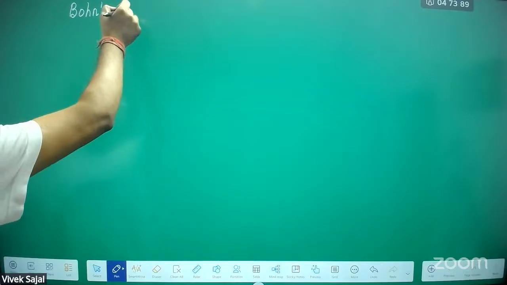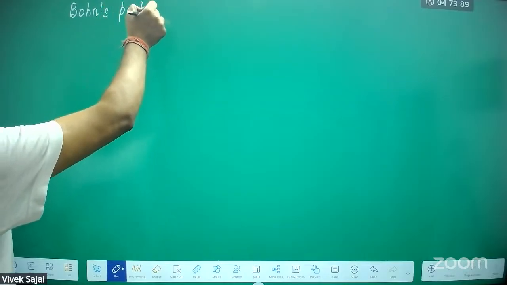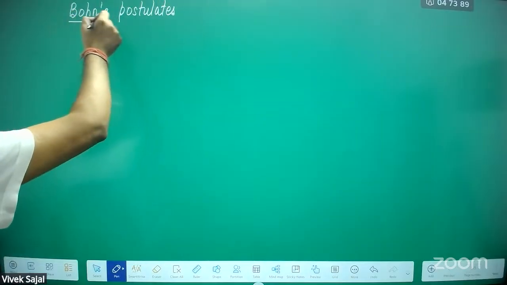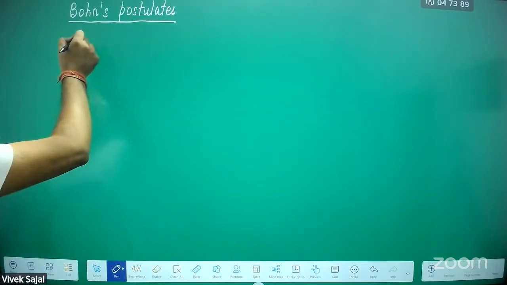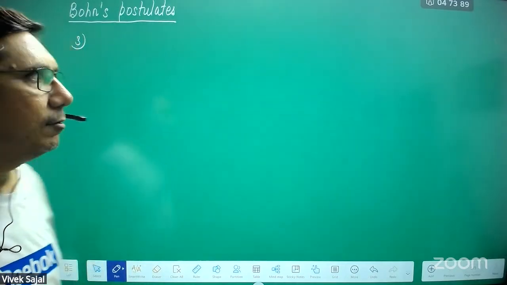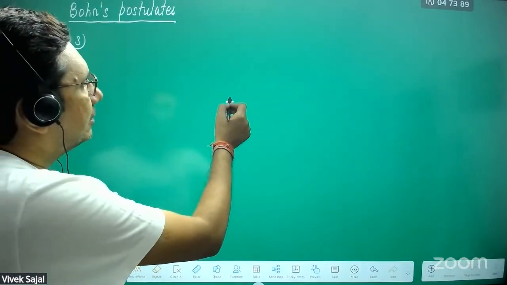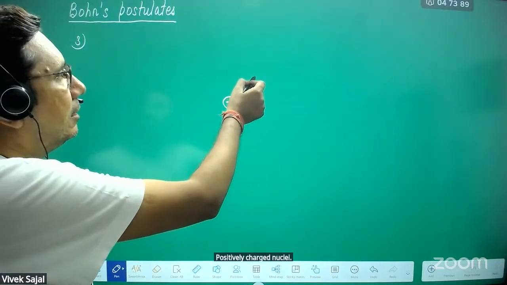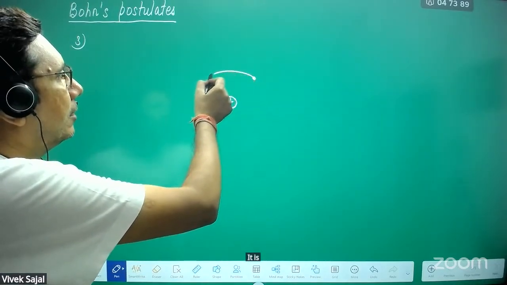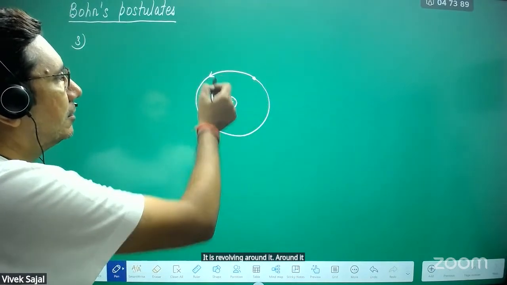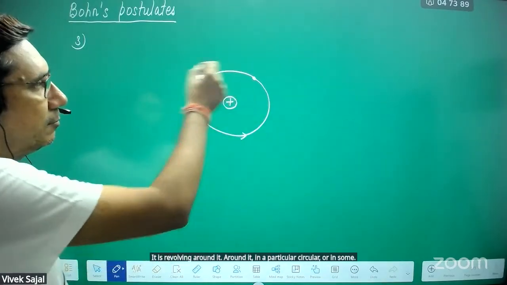In the last class, I was discussing Bohr's postulates. We have already discussed two postulates. Now, the third Bohr postulate. Basically, the electron is revolving around the nucleus. This is the positively charged nucleus, and this electron is revolving around it in a certain circular orbit.